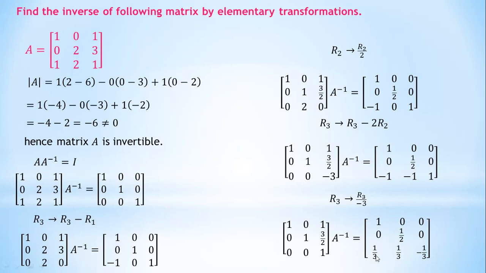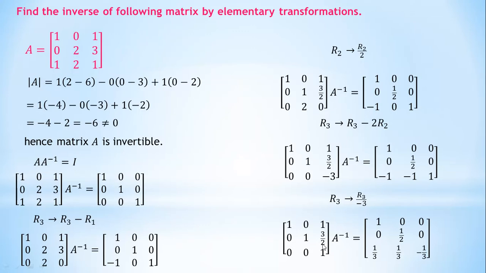Same procedure if you apply here. Just focus on row number 3. First row and second row remain as they are. So it becomes 1 by 3, then 1 by 3, and here it is -1 by 3. We have to divide by -3, remember. So -1 upon -3 is +1 by 3. Here also it is +1 by 3, and here it is -1 by 3. So we completed up to this.